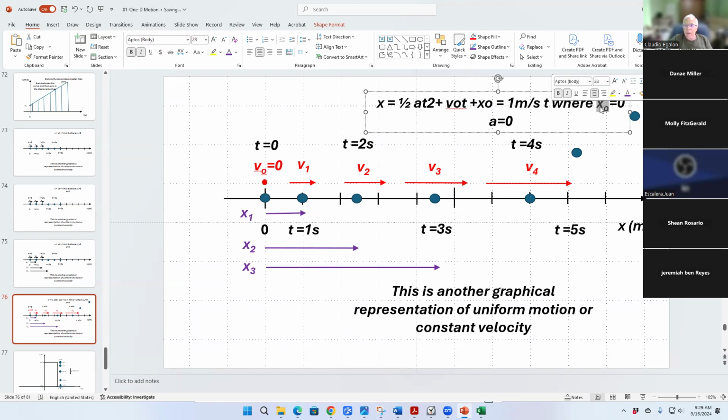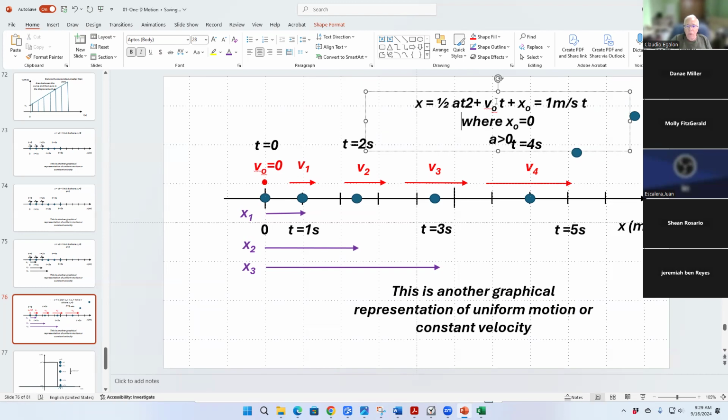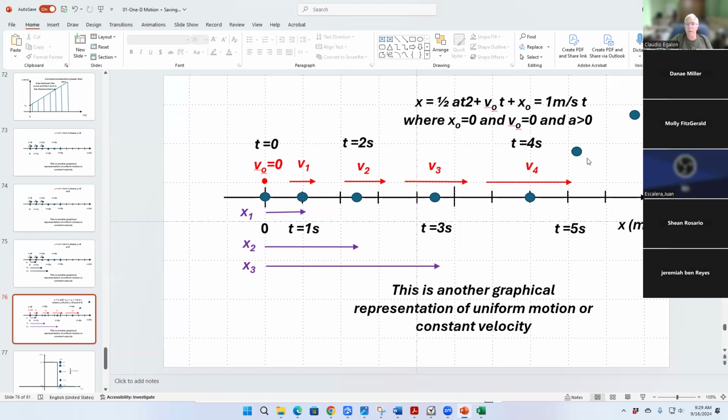Okay, where x naught is 0 and v naught is also 0, because I stated here that a is not 0, a is different of 0, let's say. And I'm going to say that x naught is equal to 0, v naught is equal to 0, and a is greater than 0. I can erase those now.